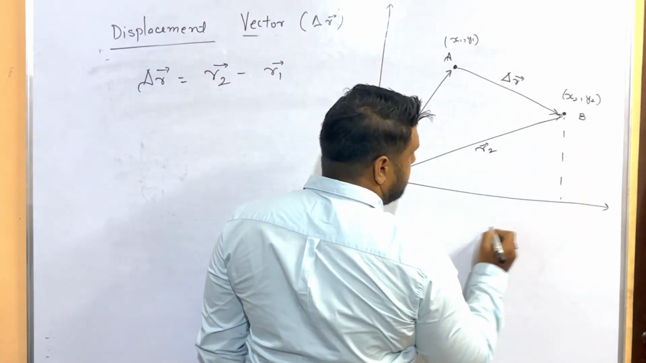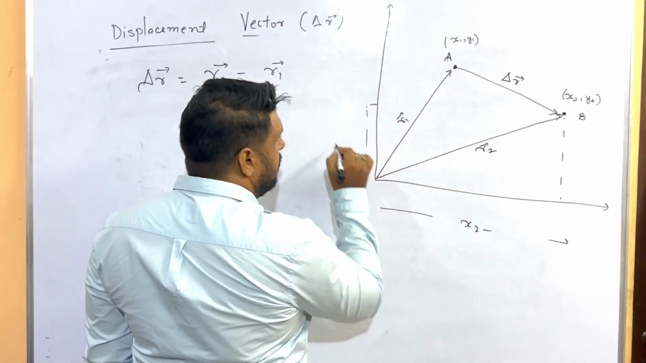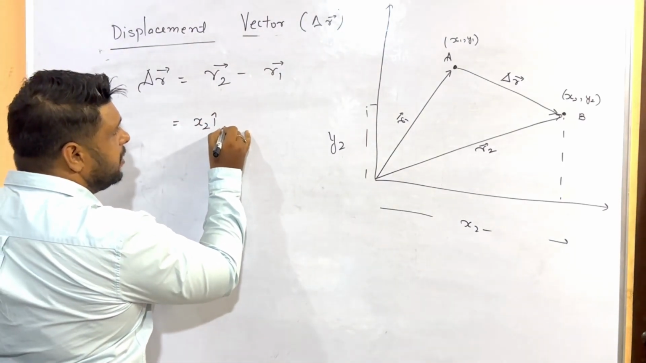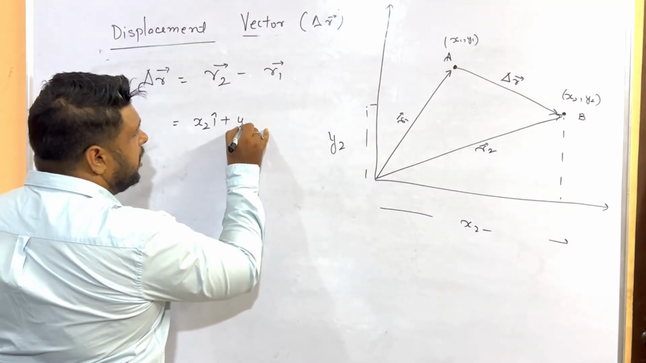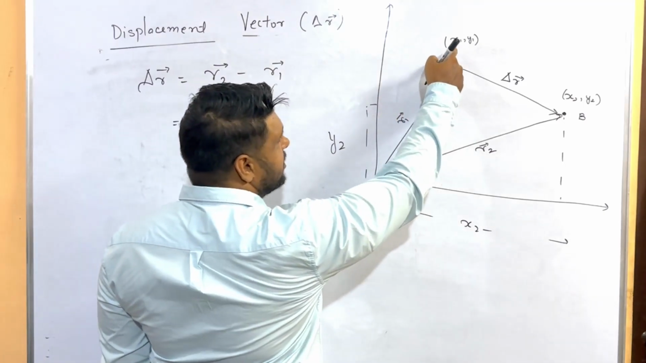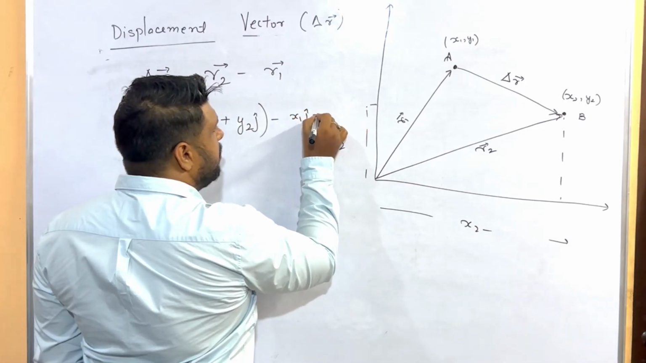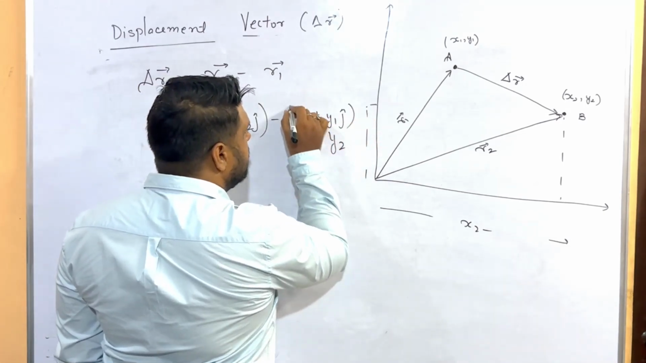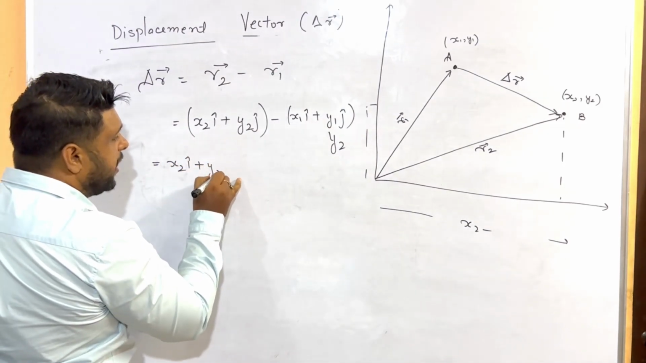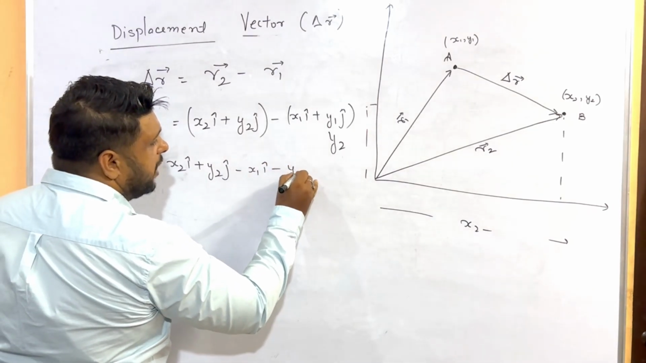R2 is, let's say this is X2 and this is Y2. So, R2 is X2 I cap plus Y2 J cap minus R1. Similarly, R1 will be X1 I cap plus Y1 J cap. So when I open this bracket, it will become X2 I cap plus Y2 J cap minus X1 I cap minus Y1 J cap.